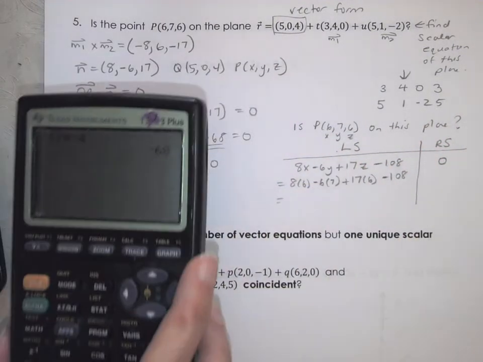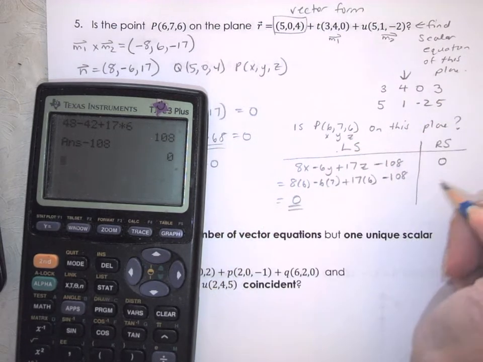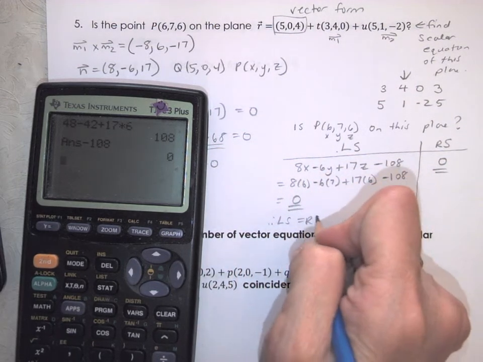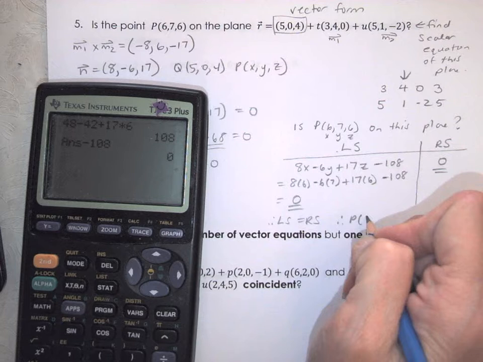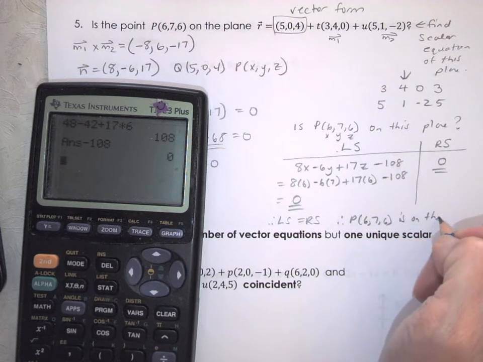And then we can calculate that. So that's going to be 48 minus 42 plus 17 times 6 minus 108 does equal 0. So therefore, left side equals right side. Therefore, P676 is on the plane.